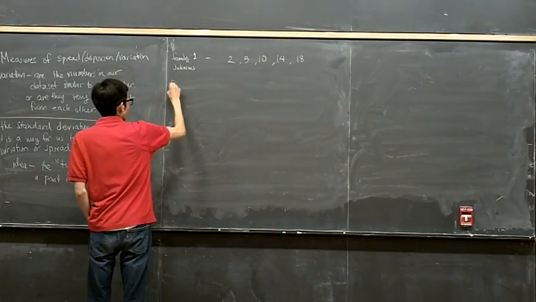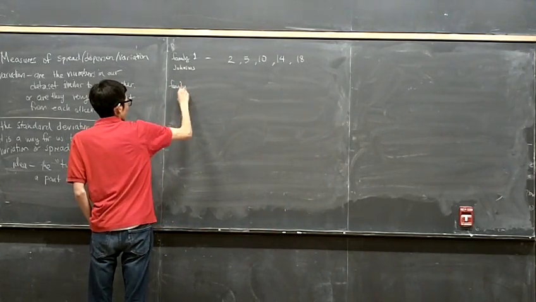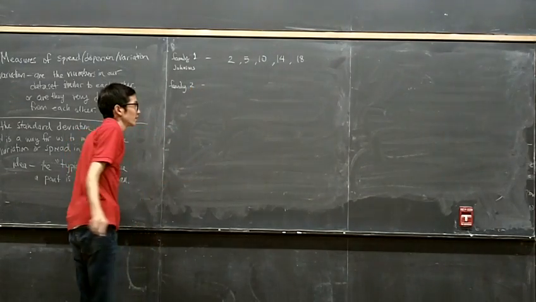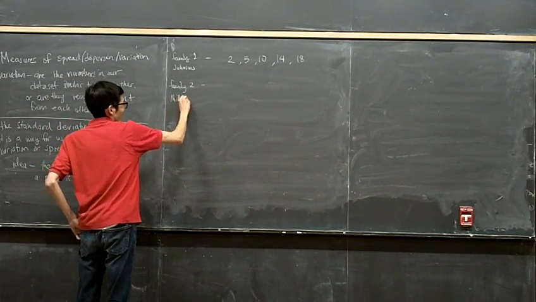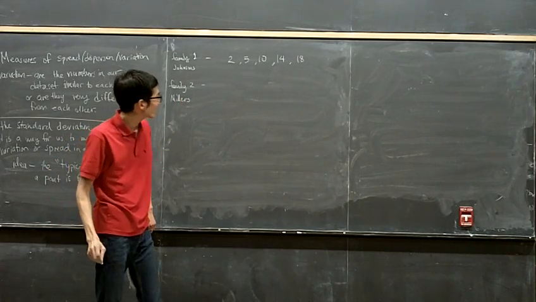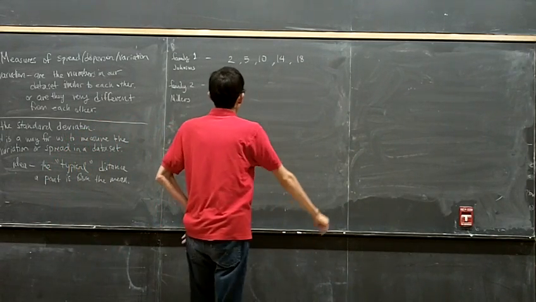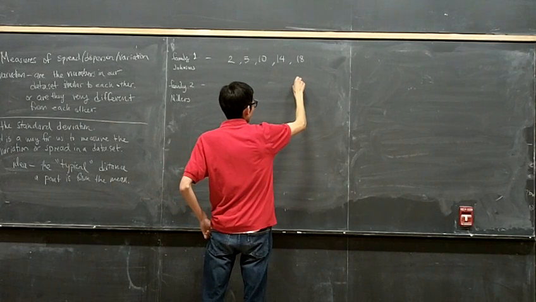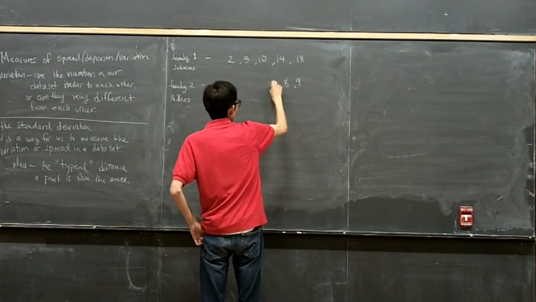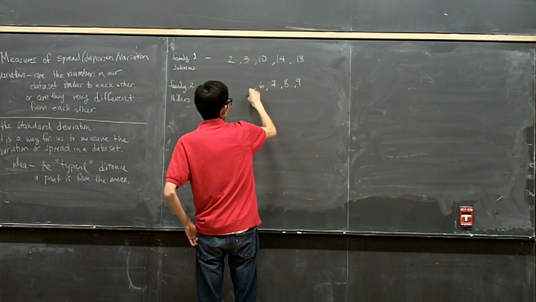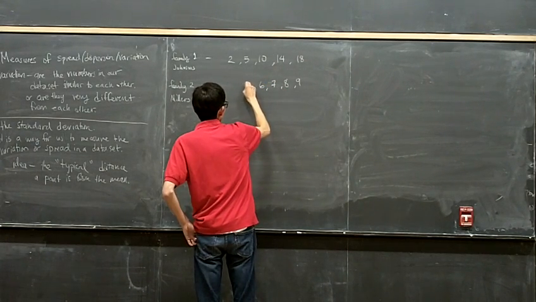And family 2, the Millers, great. And let's say their oldest is 9, and they have an 8-year-old, a 7-year-old, a 6-year-old, and a 4-year-old.